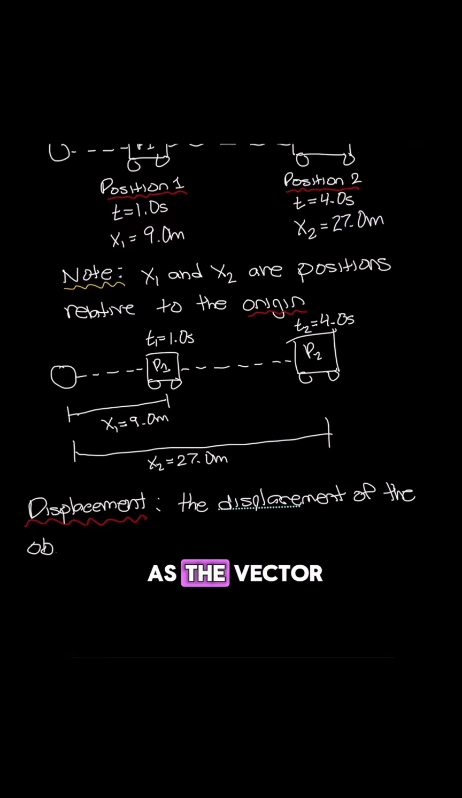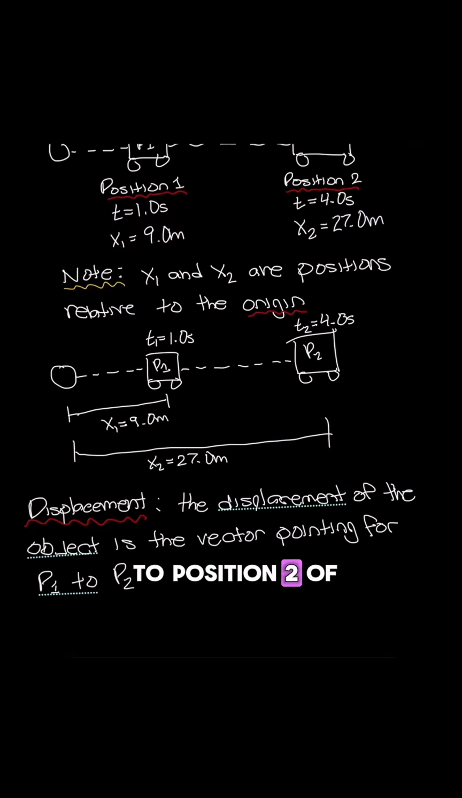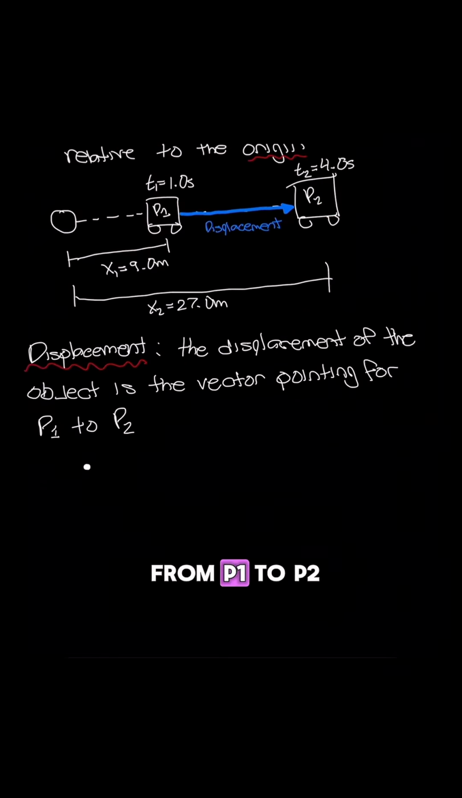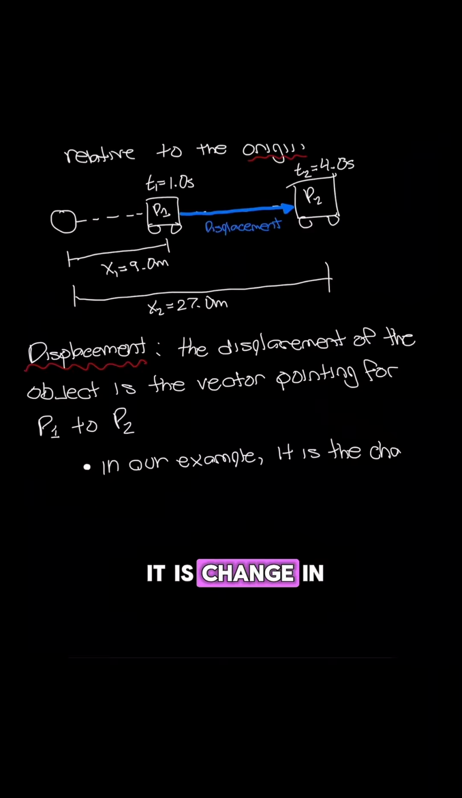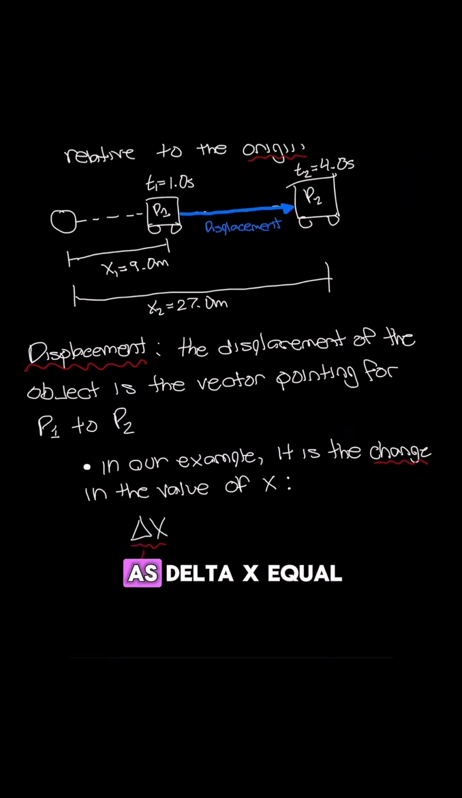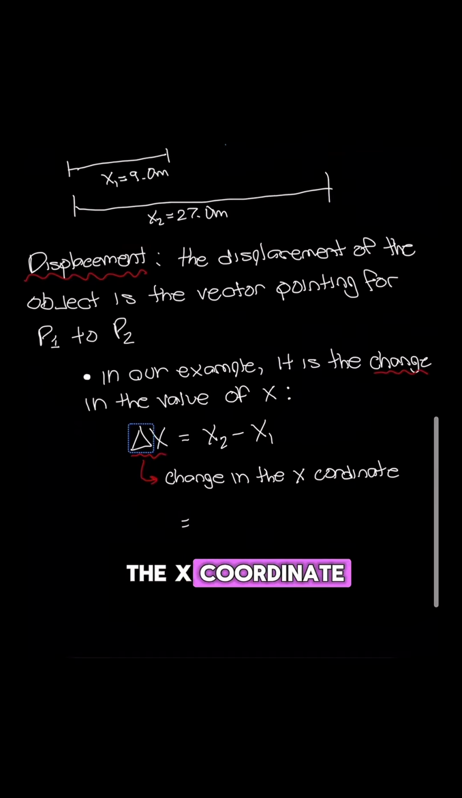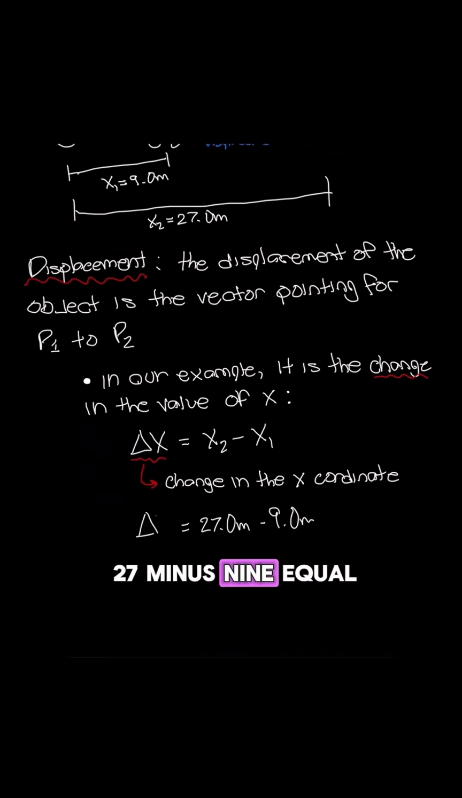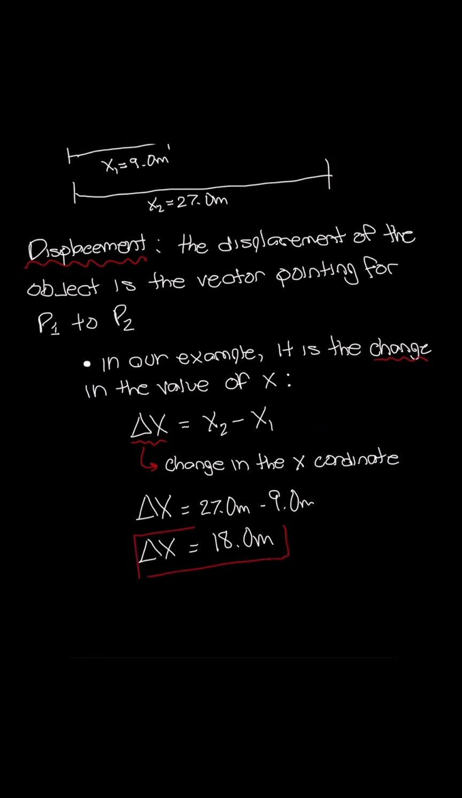Displacement can be described as the vector pointing from position 1 to position 2 of an object. In the image above, we can show that with the vector pointing from P1 to P2. In our case, it is the change in the value of x. So we can label it as delta x equal to x2 minus x1, where delta x is just a change in the x-coordinate. It's going to be 27 minus 9 equal to 18 meters. That would be the total displacement for our situation.